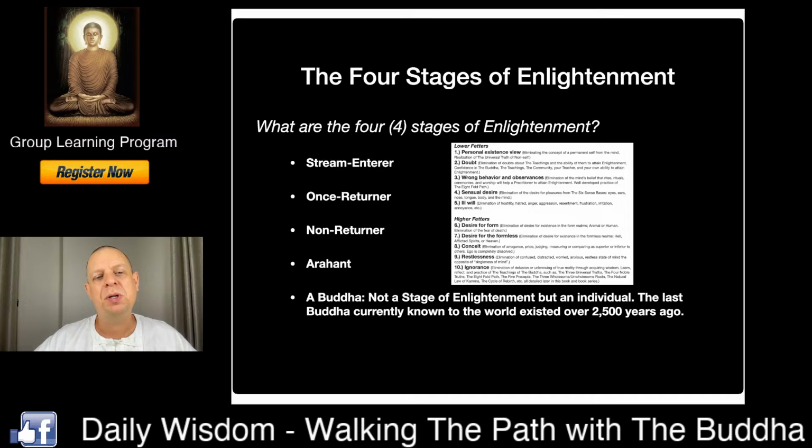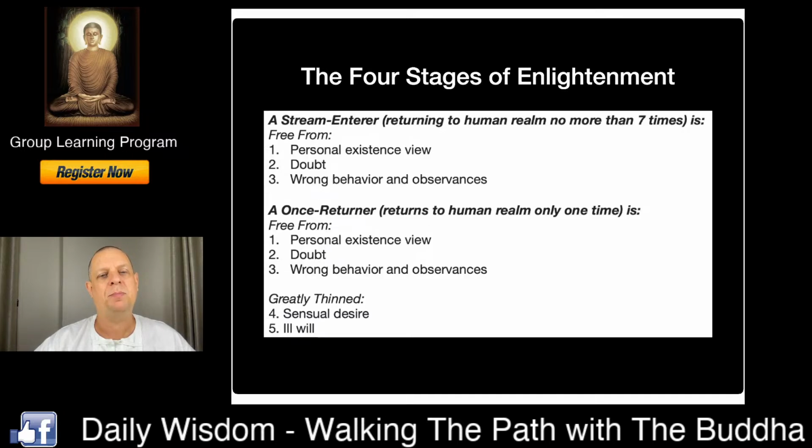Then there's a once returner, a non-returner, and an arahant. This is the way they refer to an enlightened being. So I'm going to explain to you what these are, and then we're going to talk about what a Buddha is. And then I'll just open up to questions you guys have in class at that point. So here, a stream enterer is an individual who's eliminated the first 3 fetters. If someone's eliminated personal existence view, doubts, and wrong behavior and observances, their mind is in the first stage of enlightenment.